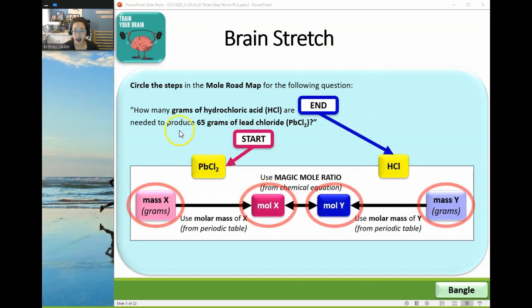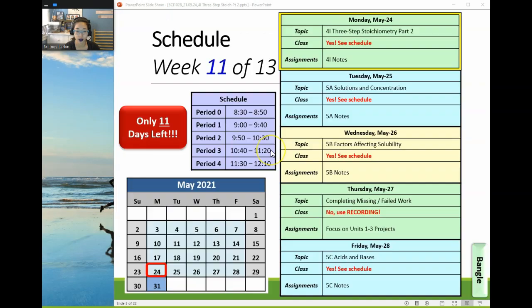Again, taking a look here, we start off with our lead chloride, start off with our mass. We're ending with our hydrochloric acid, ending with mass. And again, we need these middle steps. You can never go straight from mass to mass. You have to first go to moles, and then you can convert to different moles.